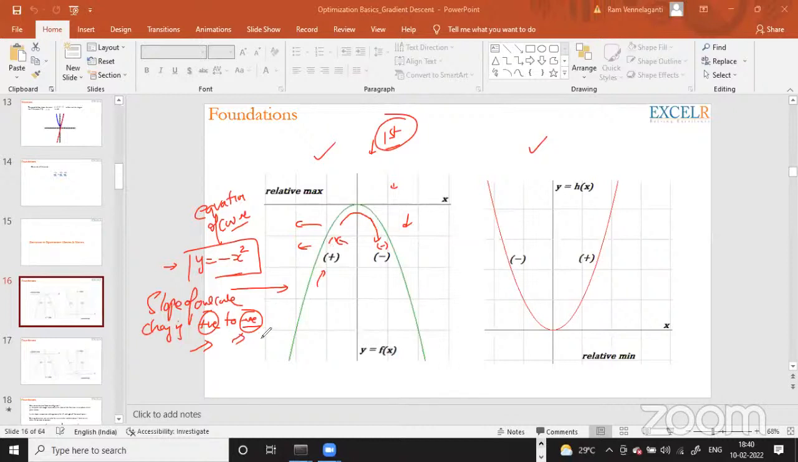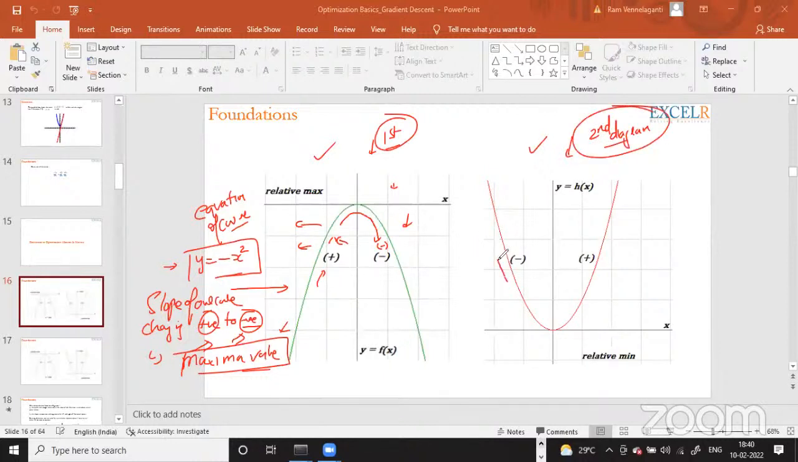We can say that this kind of curve is going to have a maxima value. This curve is going to have a maxima for us when the slope is changing from positive to negative. What about this curve? What about your second diagram? What can you say when the slope of your curve is changing from negative to positive?